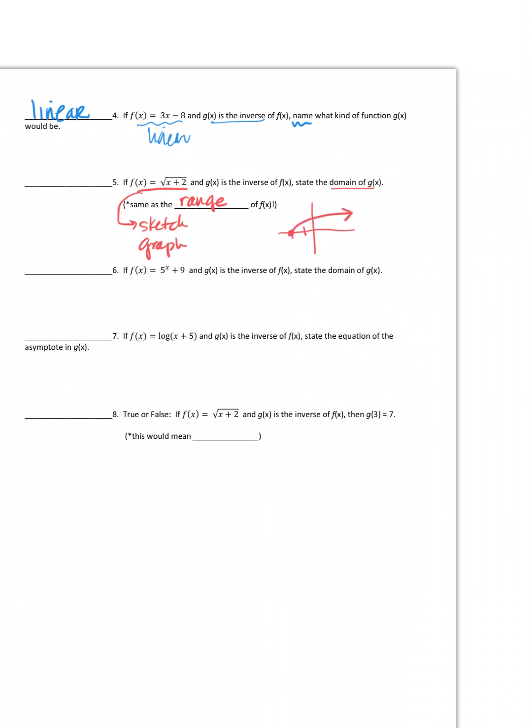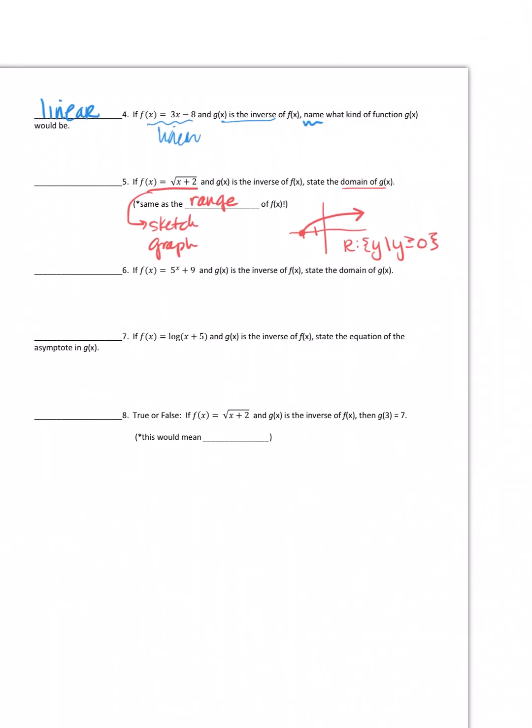So what would our range be on this? Well, the range of this would be y such that y is greater than or equal to 0, right? It's not going below the x-axis. So to convert that to the domain of the inverse, I just need to say x is an element of, x is greater than or equal to 0. See what I did there? Found the range of the original and then changed it to domain for the inverse.